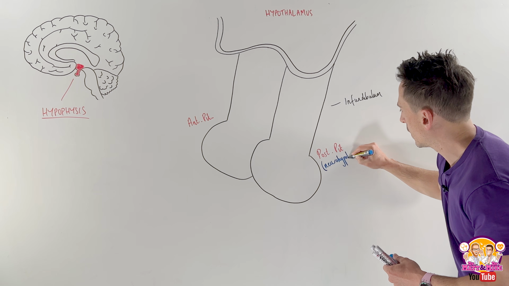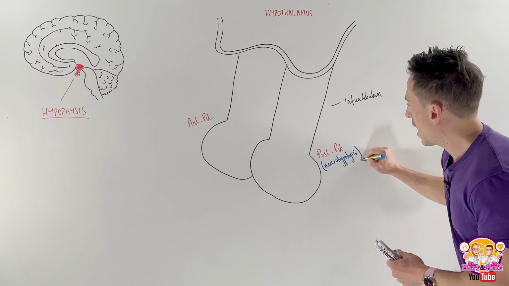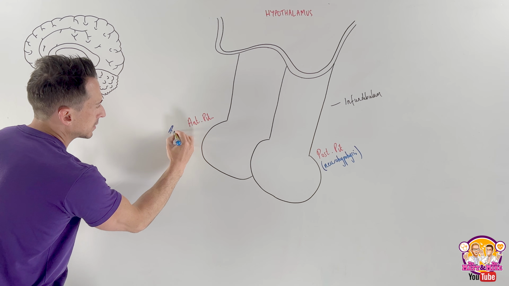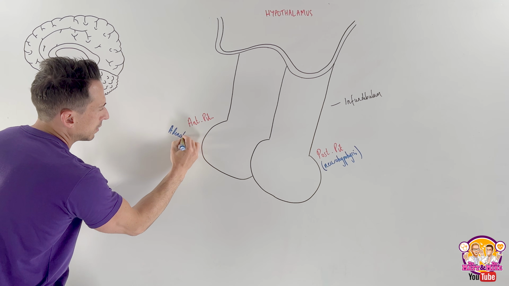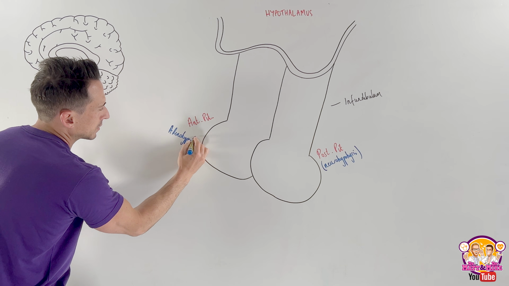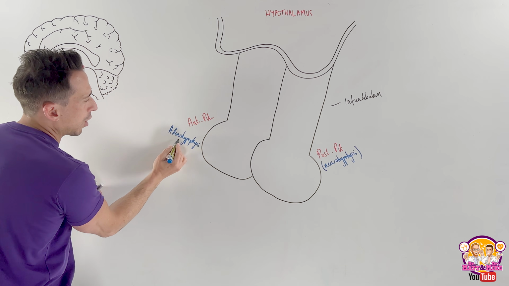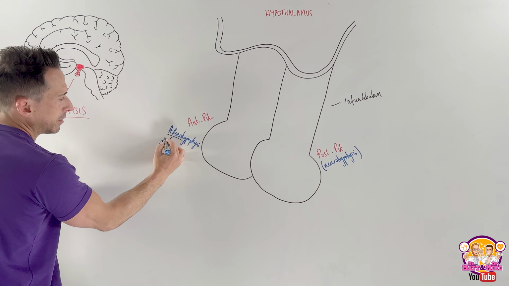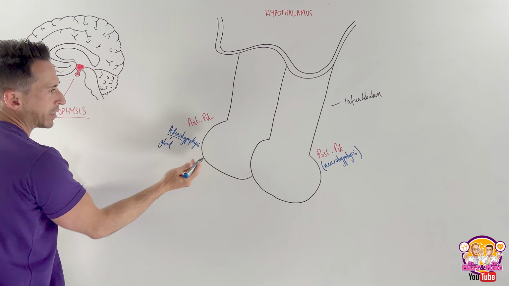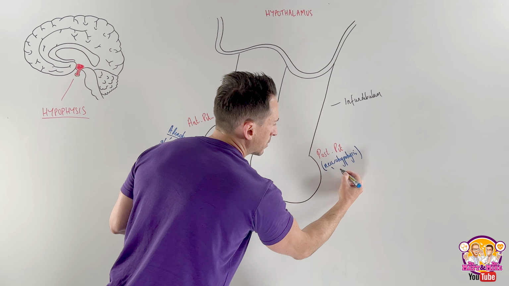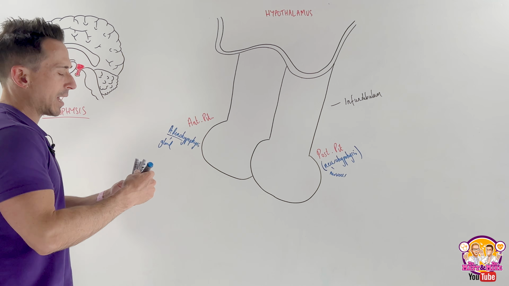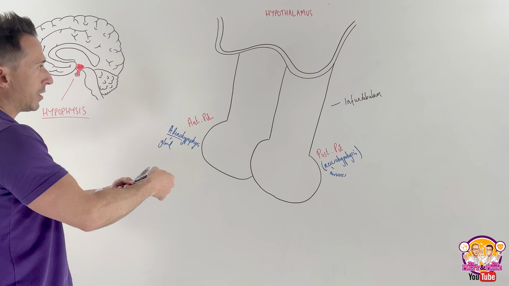Neurohypophysis. And the anterior is sometimes called the adenohypophysis. So we know hypophysis means undergrowth. Adeno means gland, the gland undergrowth. And neuro means nervous, nervous tissue, neural tissue. Why is that? Let's take a look.